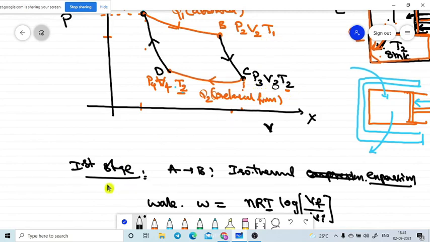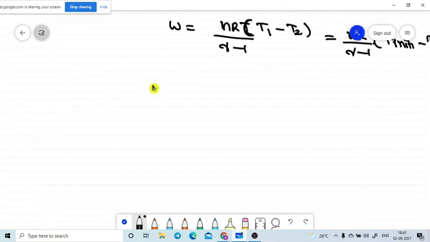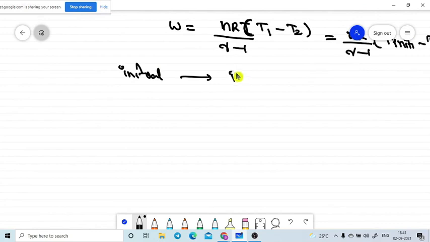So let me take this one. The initial conditions are here. Moving from the initial conditions to the final, the initial conditions are P2, V2, T1. The other conditions are P3, V3, T2. These are the values. Now for this one, what is the work done?